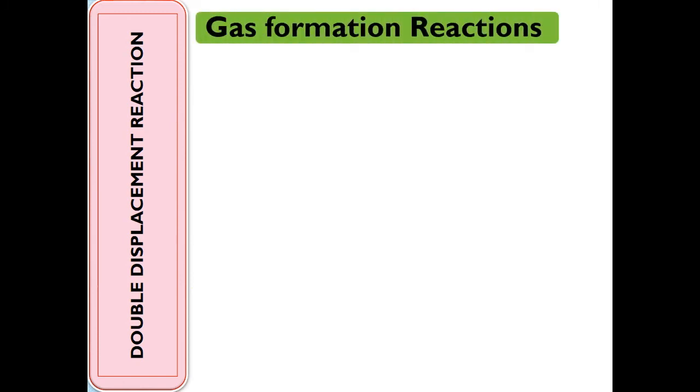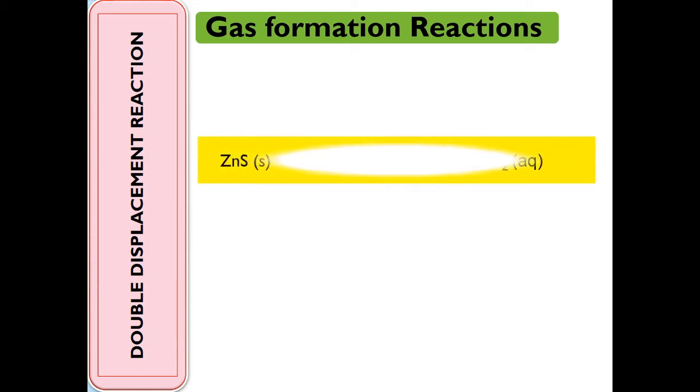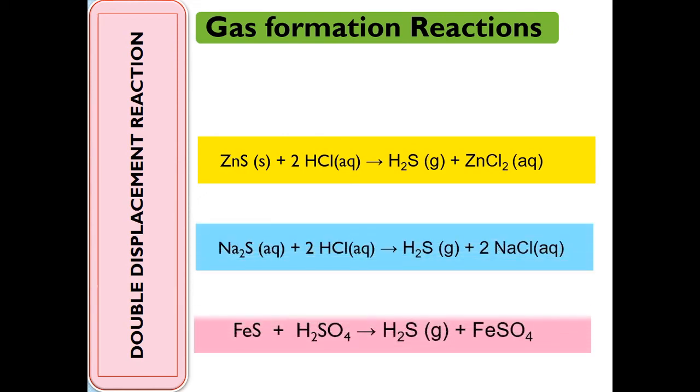Third type of double displacement reactions are gas formation reactions. In these type of reactions, one insoluble gas is formed as product of double displacement reaction. For example, reaction of zinc sulfide with hydrochloric acid to form H2S gas, which is insoluble, along with zinc chloride. You can see now other examples.